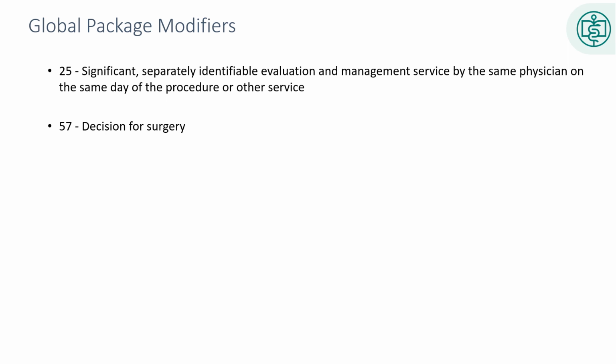Modifier 25 and Modifier 57 are both modifiers used in medical billing to indicate that a service or procedure was performed during a separate encounter or visit than the one for which it was originally scheduled. However, there are some important differences between the two modifiers.